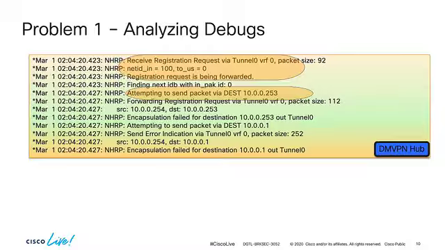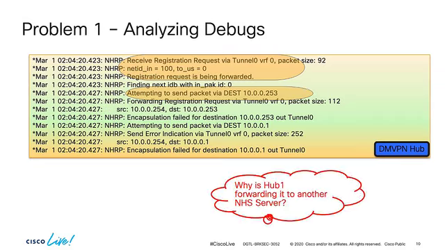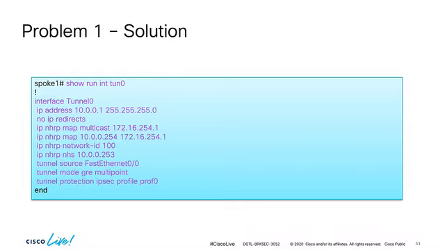Doesn't make sense. And then, if you go down the debugs, you're seeing it attempting to send the packet via destination 10.0.0.253. So why is hub 1 forwarding it to another next hop server? 10.0.0.253, if you folks remember our topology, is the second hub. So it kind of doesn't make sense. We want to go back and take a look at the configuration of the tunnel interface to make sure that we have all of the information in place correctly.